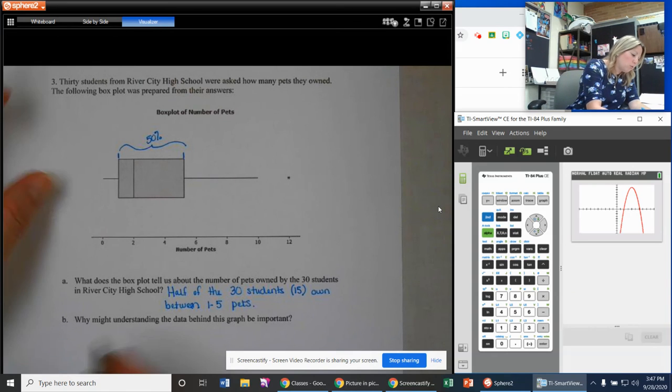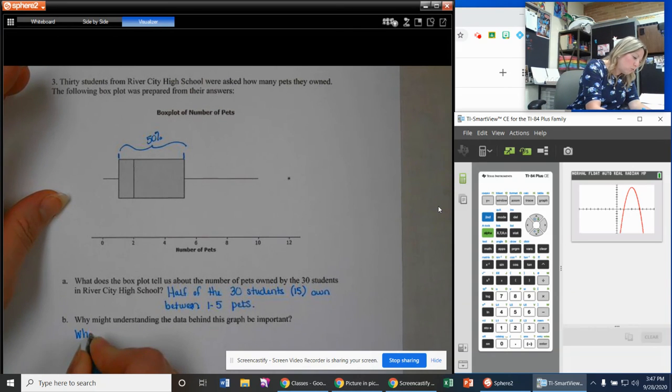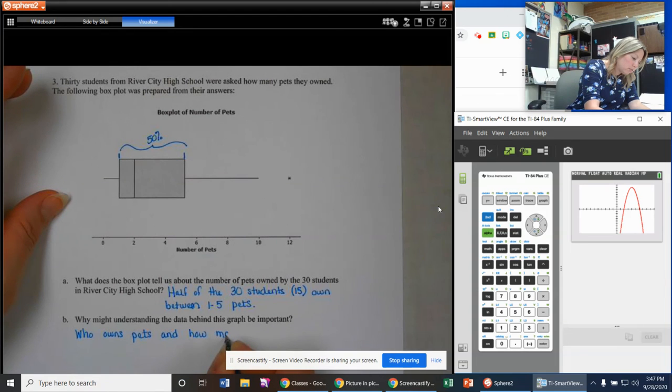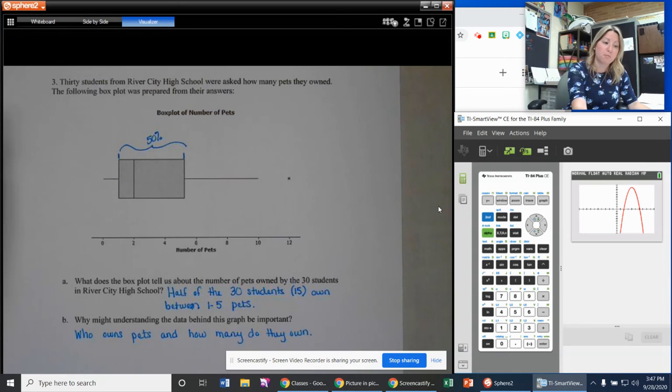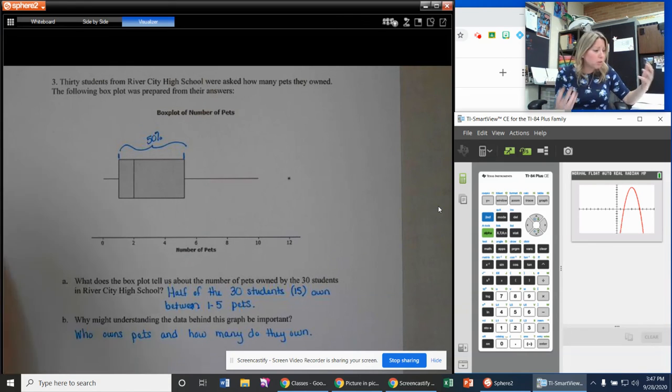So we want to know who owns pets and how many they own. And again, I use own very loosely. My personal cats, obviously, are family members who happen to live with us and be a different species. Clearly, we don't own them. Right? But that's how we do this. That's how we do the interpreting.